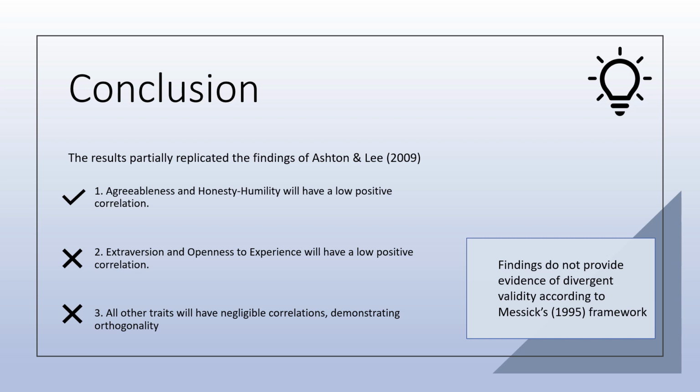So what do these results mean? As predicted by the assumptions of HEXACO, honesty-humility and agreeableness showed a low positive correlation due to conceptual similarity, supporting Hypothesis 1. This replicates the results of Ashton and Lee.